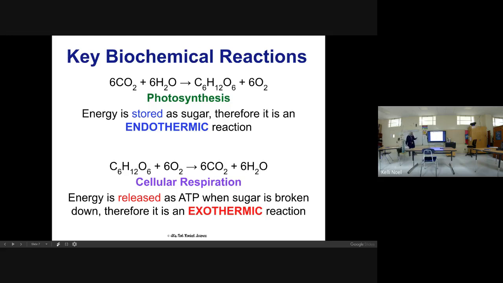And like I said, you'll have to recognize these two chemical equations. You don't have to write them out. You just need to know when carbon dioxide and water is on the left, it's photosynthesis. When carbon dioxide and water is on the right, it is cellular respiration.